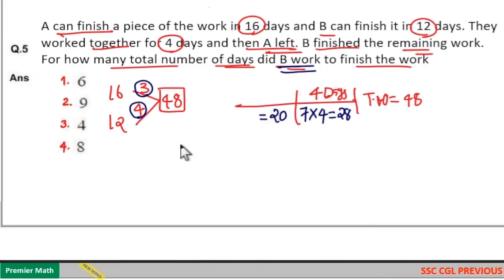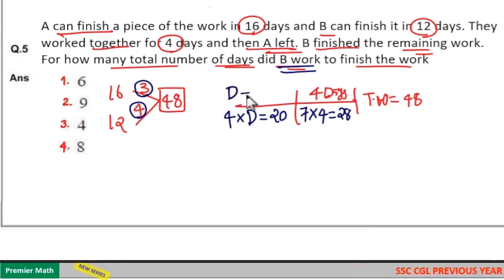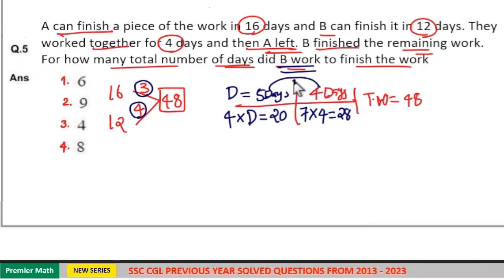So, this 20 unit will finish in D days. And in 1 day, B can finish 4 units of work. So, in D days, he will finish 20 units of work. So, number of days taken to finish 20 units is equal to 20 by 4, 5 days. So, total number of days he worked is equal to 5 plus 4, 9 days. Option 2 is your answer.